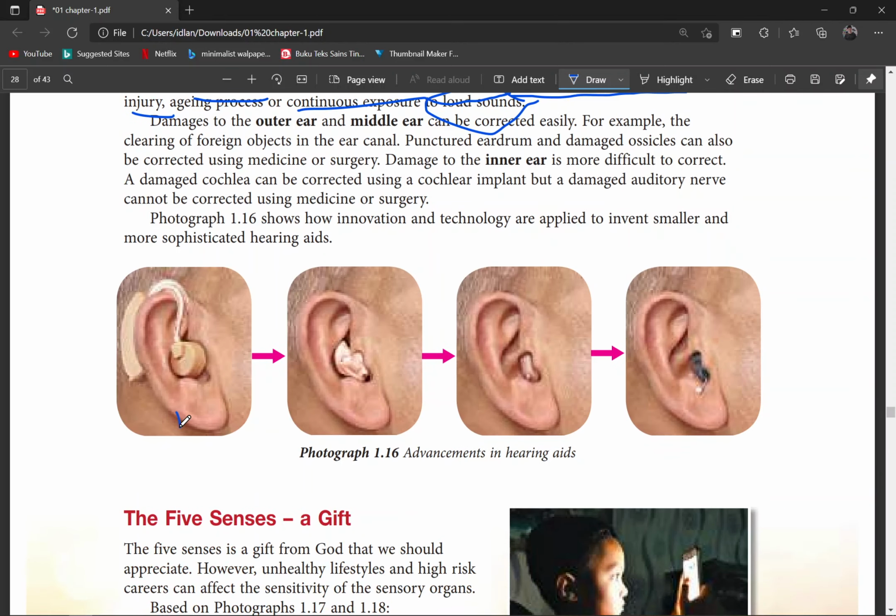Ni dulu pakai hearing aid. Lepas tu lama-lama dia dah tak nampak dah. Maka dia memakai micro, lama makin micro. Nanti dia dah pasang chip dekat telinga ni. Lepas tu lah.